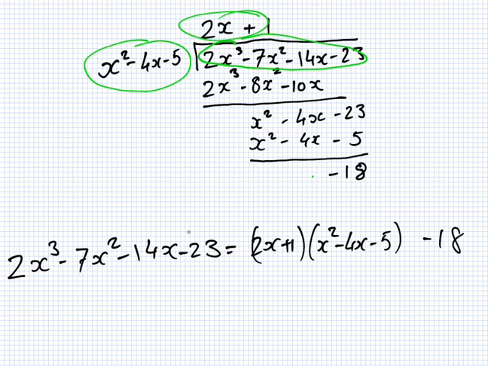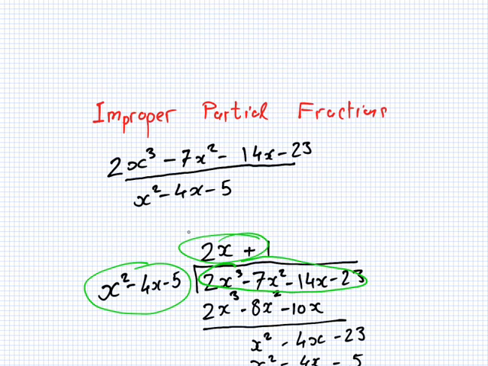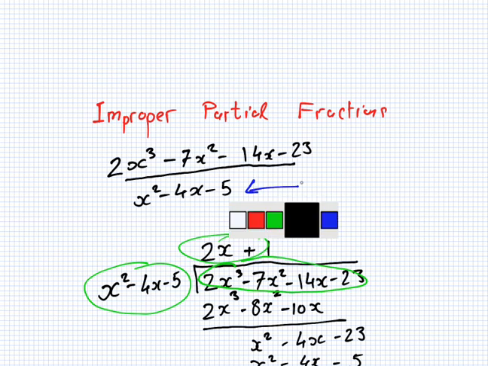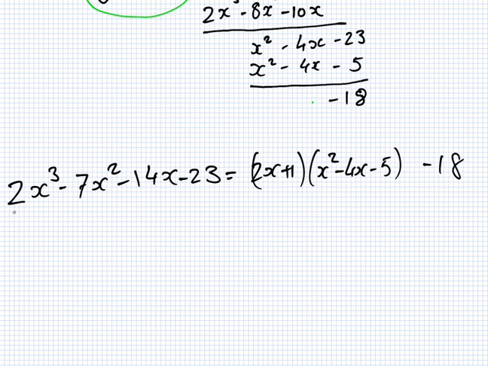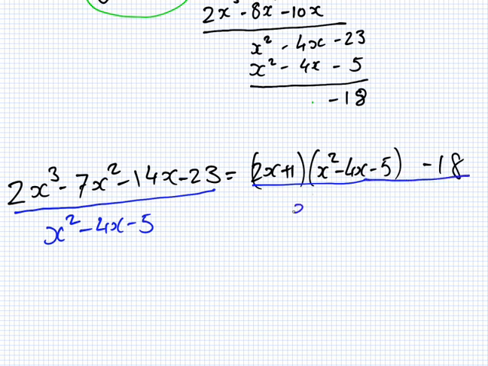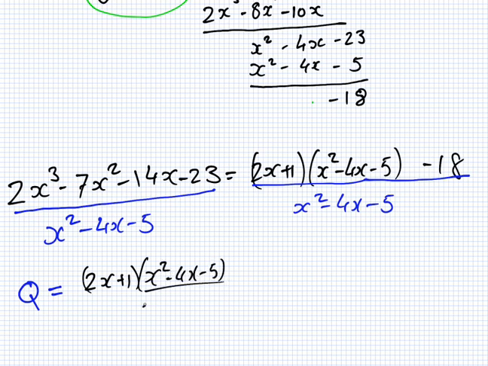So what I've done is I've taken the cubic and just written it like this, which turns out to be very useful, because if you go back to the question, all that I'm missing now is this piece here. The way to make it, I'll just divide everything by that. So on the left, I divide by x squared minus 4x minus 5, and on the right, I do the same thing. This here is the question again, so I'll just write Q for question. And this here, I can split into 2x plus 1 times x squared minus 4x minus 5 over x squared minus 4x minus 5, and they cancel, minus 18 over x squared minus 4x minus 5.